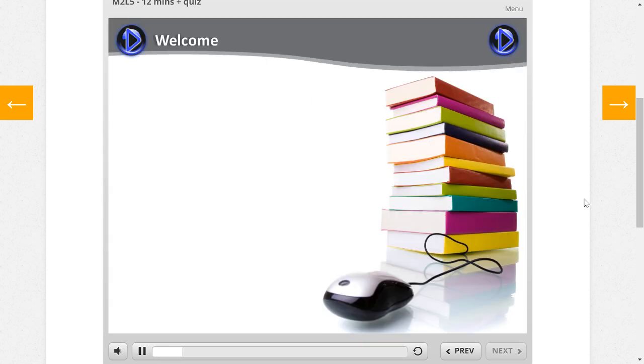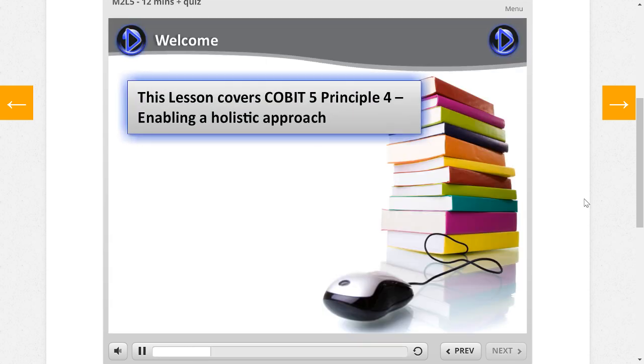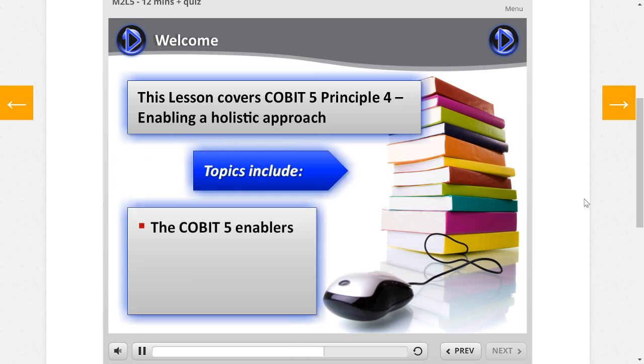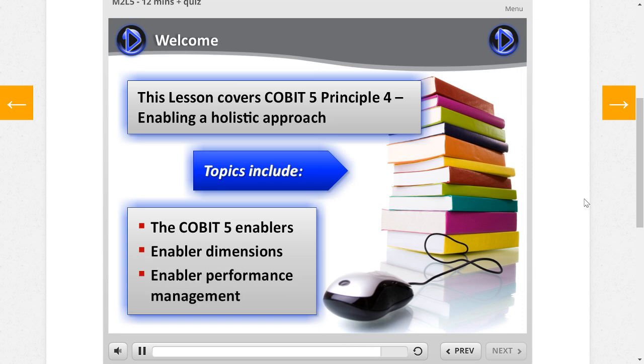Welcome to Module 2, Lesson 5. In this lesson, we'll study COBIT 5 Principle 4, Enabling a Holistic Approach. Topics include the COBIT 5 Enablers, Enabler Dimensions, and Enabler Performance Management.